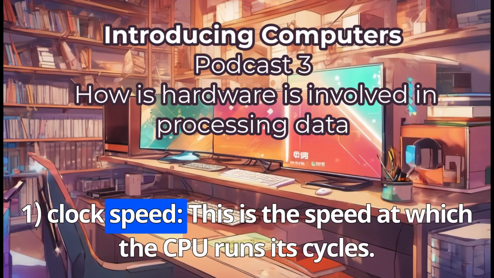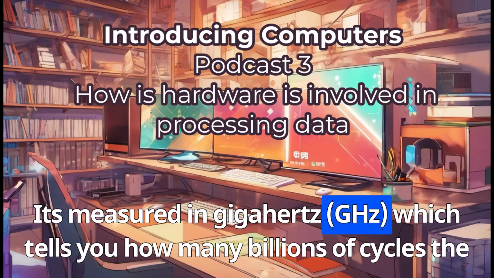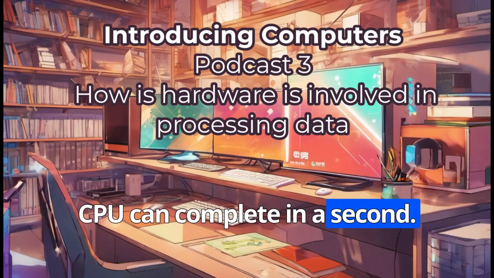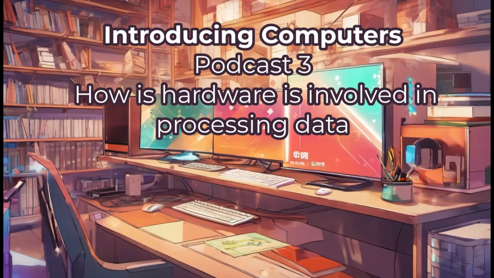1. Clock speed: this is the speed at which the CPU runs its cycles. It's measured in gigahertz, which tells you how many billions of cycles the CPU can complete in a second. The higher the clock speed, the more instructions the CPU can process in a given time.